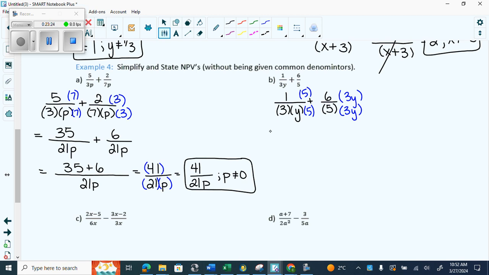So in the top, I'm going to get 5, and when they're all snowballs, I can put them together. 3 times y times 5 is 15y. Now some people will try and cancel those off. Is that a good thing to cancel off?